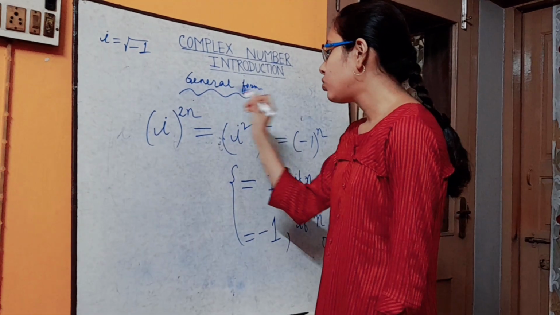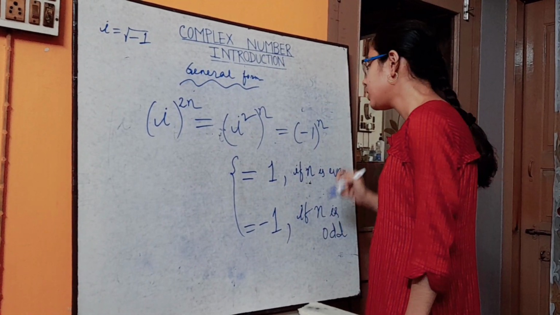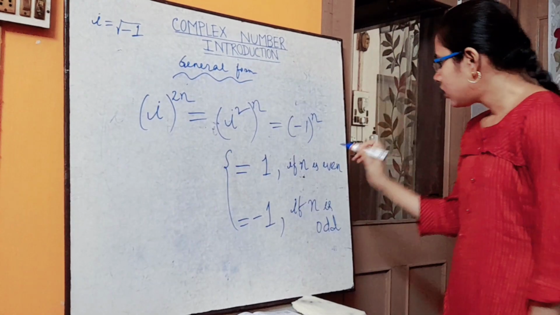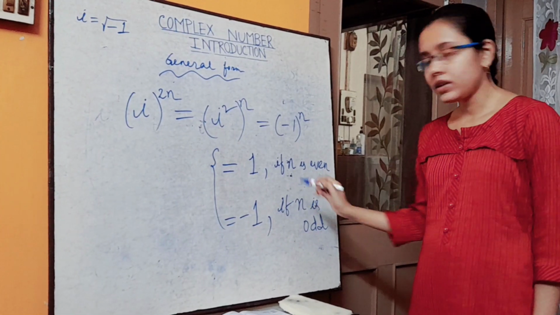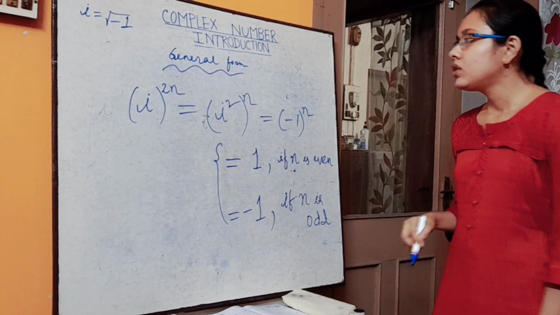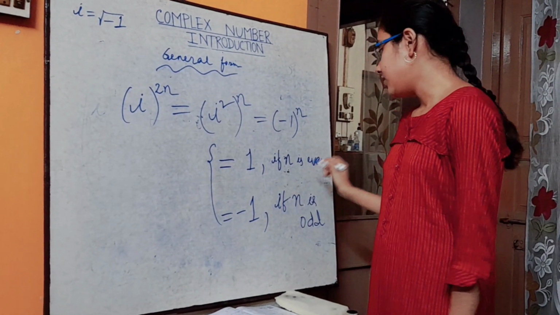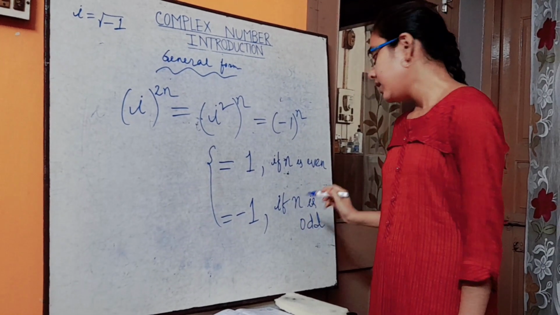i to the power 2n is equal to (i square) whole to the power n, which is equal to (minus 1) whole to the power n, which is equal to 1 if n is even and equal to minus 1 if n is odd. So we can say that i to the power 2n is equal to 1 if n is even and i to the power 2n is equal to minus 1 if n is odd.